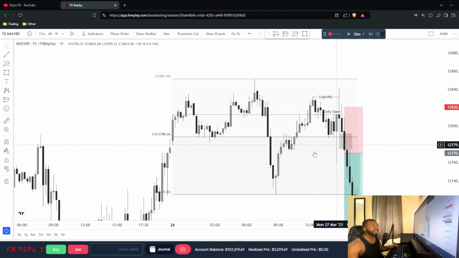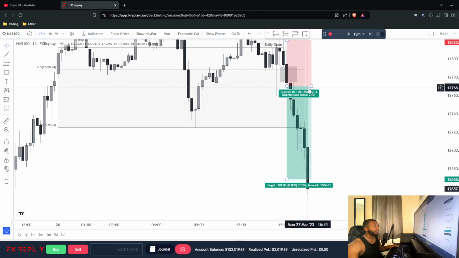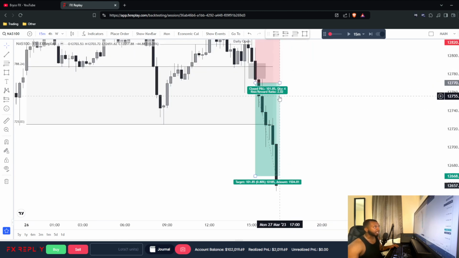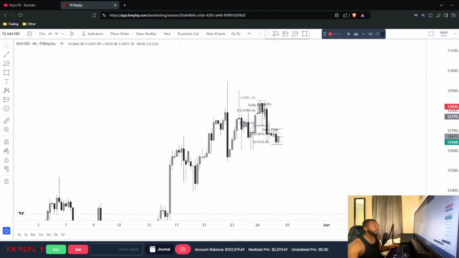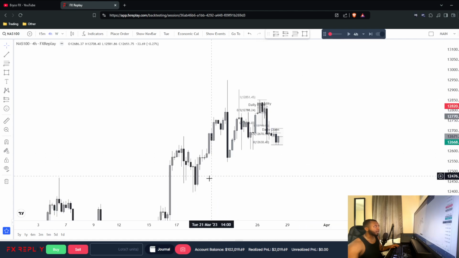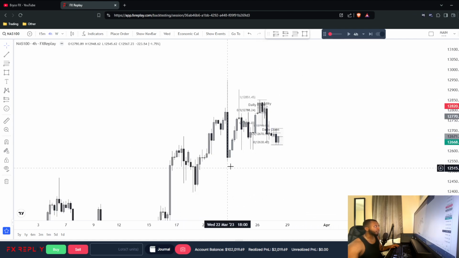Now this is literally how I trade, and I'll repeat this process. It's not 100% guaranteed that it will hit, but a lot of the times it does hit. So let's just go to the next day. I'm also going to use my higher time frames to form an analysis. As you can see, there are higher lows being created on the 4 hour time frame.